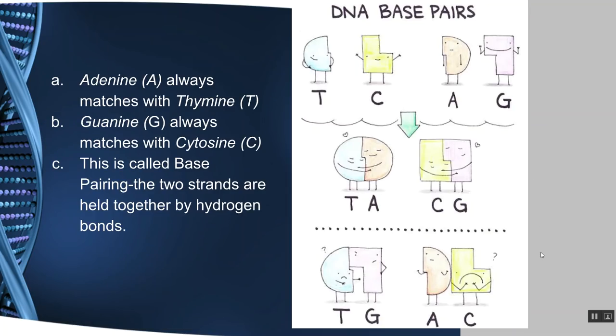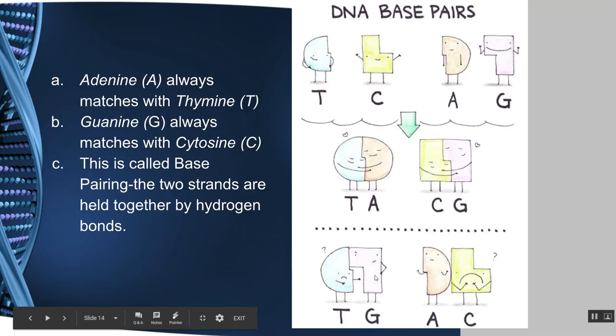So A always matches with T. Always, always, always. Think of them as puzzle pieces. So you have your purines and your pyrimidines, and so one always fits with the other. T is always with A, G is always with C. This is base pairing, and this is what holds the 2 strands together. It's what holds those 2 DNA strands together, and they're held together by hydrogen bonds.